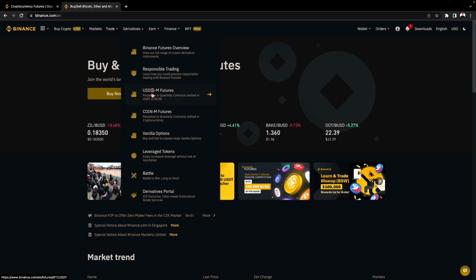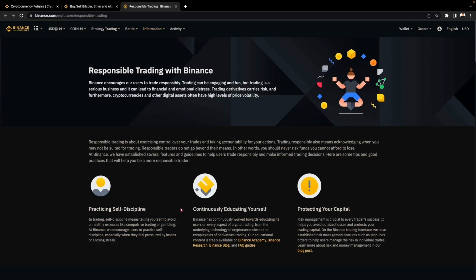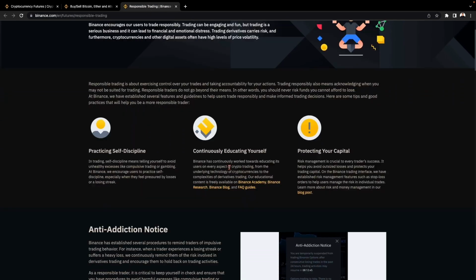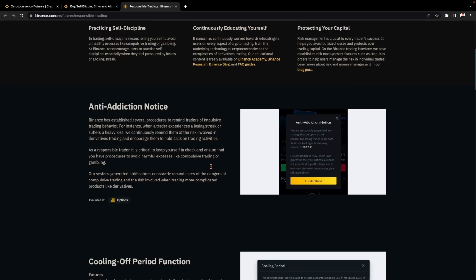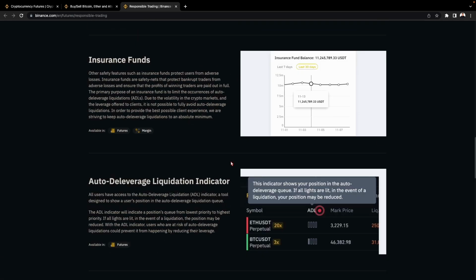We equally have USD stable margin futures and coin margin futures. We have vanilla options, leverage tokens, and battle derivatives. So that is the learning section. If you want to learn how to trade on Binance Futures, the ups and downs, what's involved, what's not involved, the self-discipline, protecting your capital, and several other learning materials, that's what you see here.